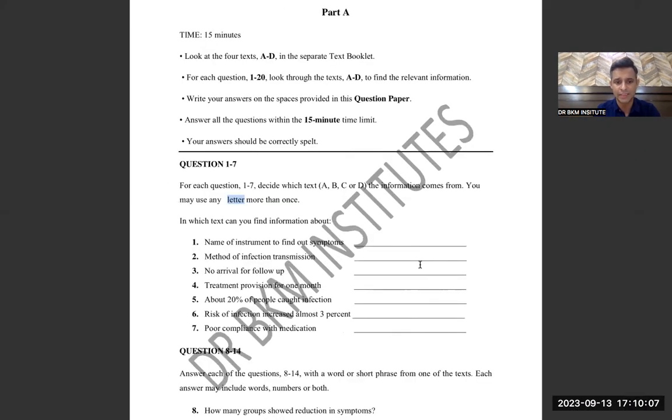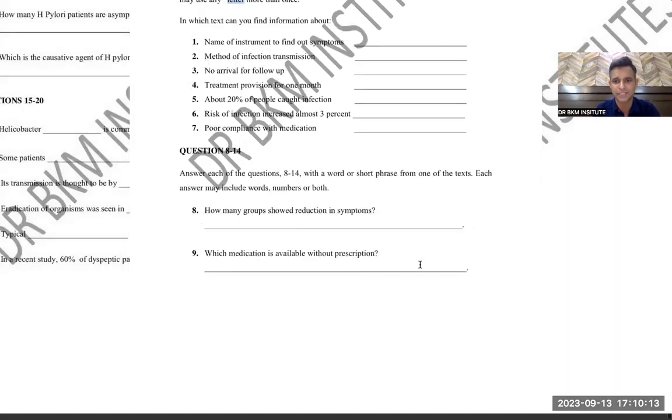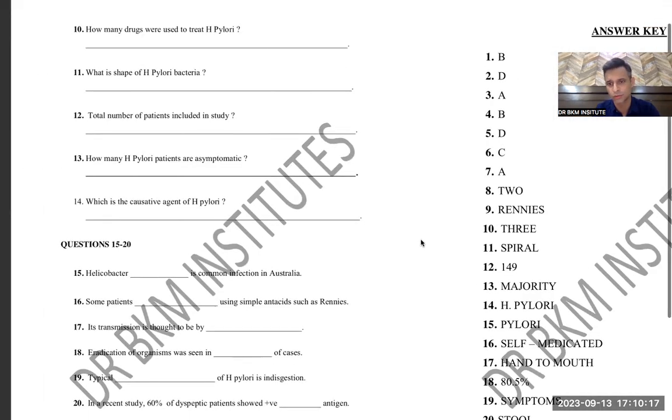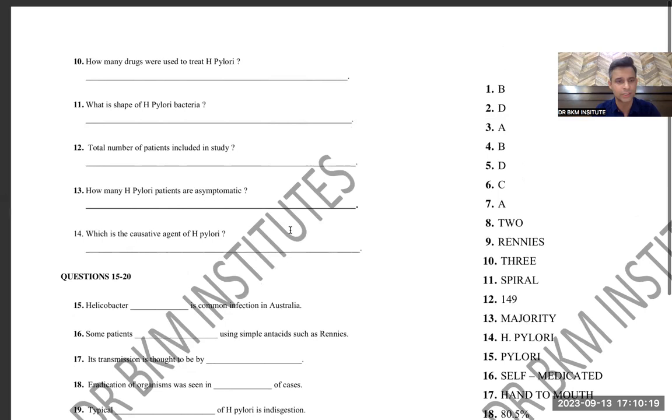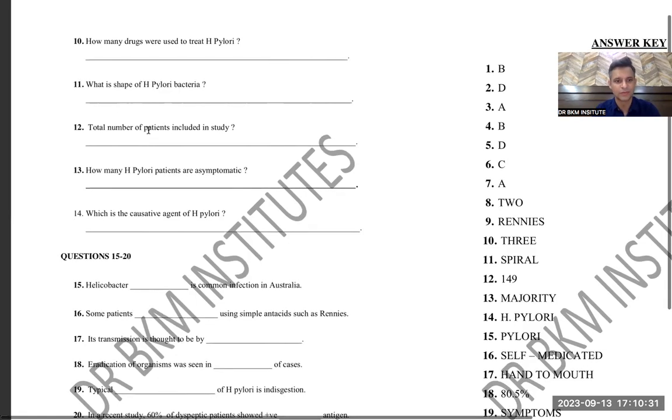And then I will see question number 7, poor compliance with medication. That I don't know which I did as an answer. I will check what the answer is. It's A. I hope I did A only. I'm not quite sure, but this eighth question I did 2. That's fine. Lenny's I did fine. 3 I remember I did fine. Spiral, that I could not find. Oh, I did not read the word shape.